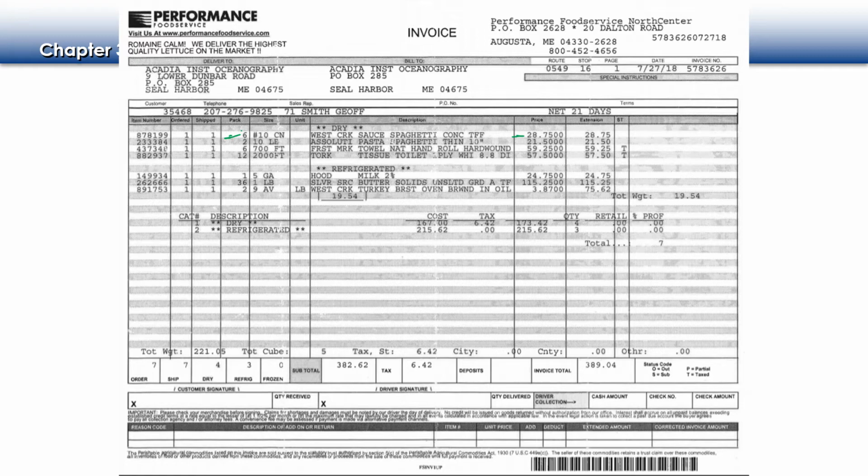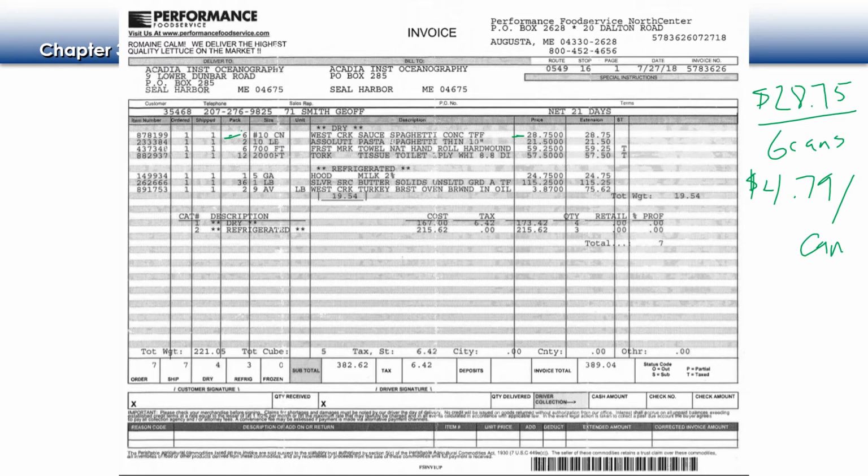If I only used 2 cans of spaghetti sauce, then I can actually calculate what the remaining 4 cans of spaghetti sauce cost me that are sitting in my inventory. To do that, really simply, we do our cost of $28.75. We divide that by our 6 cans. So $28.75 divided by 6 cans is $4.79 per can of spaghetti sauce.